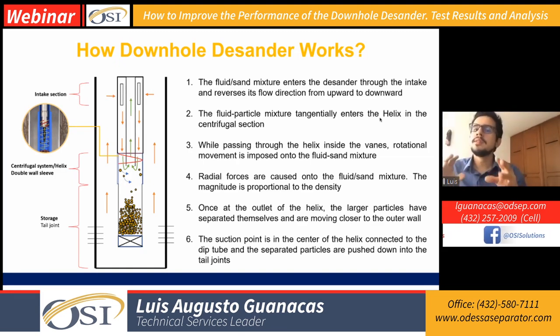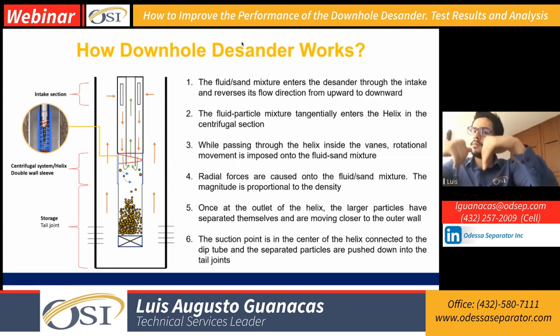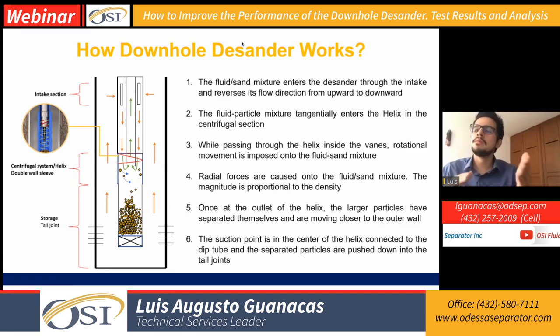So, as you see in this schematic, normally production is coming from the perforations, which are the orange arrows. So the production is going to flow until it reaches the intake, which is the slab at the top of the tool. The fluid, together with sand, is going to get into the tool. It's going to flow downward through the tool. It's going to have an inner pipe. We call that pipe the dip tube. Sometimes you can find that they call it anchor.